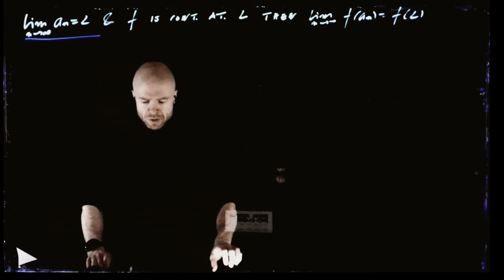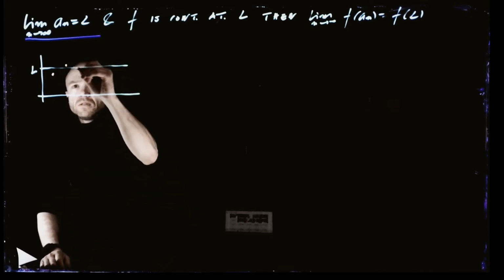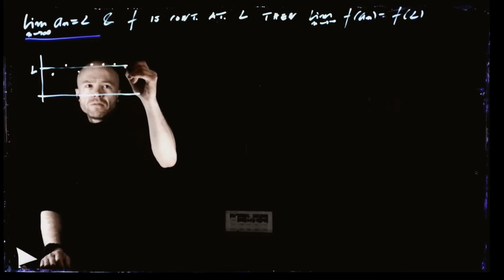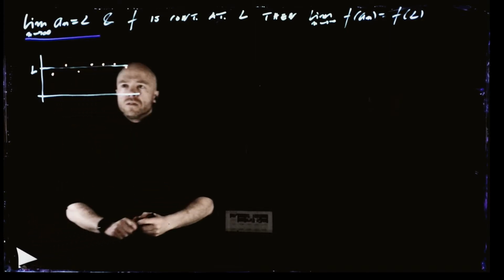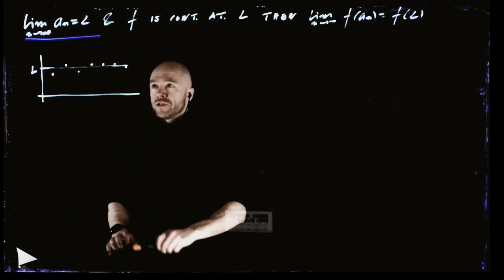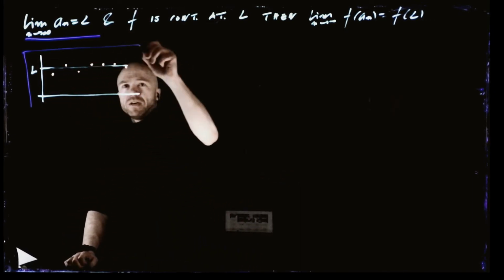Let's draw a picture to represent this hypothesis right here. What's the picture? Here is L, right? And our sequence is tending closer and closer to L, right? So it's perhaps doing something like this, right? It's trapped closer and closer to this limit L. That's what we've got, right? So this thing is represented by this picture.